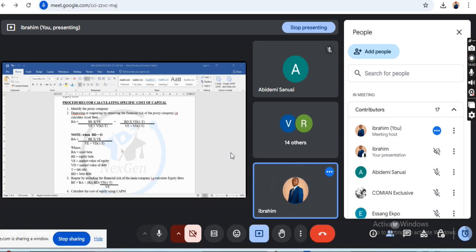So when you remove the financial risk, it will now remain the what? Asset beta. That is, calculate asset beta. Don't forget the definition of asset beta: the business risk. So you are now left with business risk, asset beta. You've removed the financial risk of the proxy company and you are left with business risk. So this asset beta that you want to calculate is for the proxy company. Don't forget, it's for the proxy company. But you want to remove the financial risk because you are not interested in it.